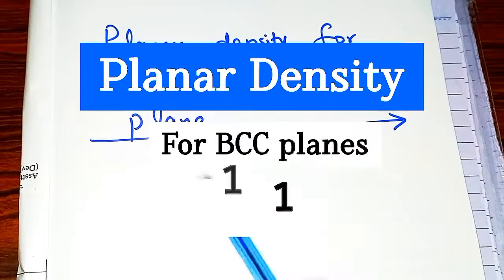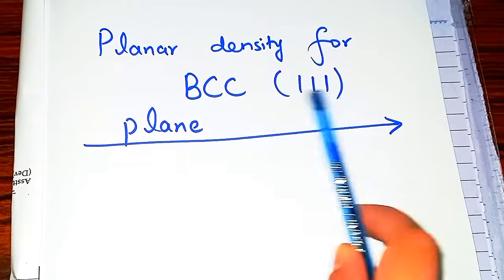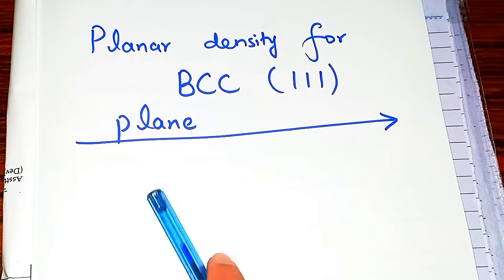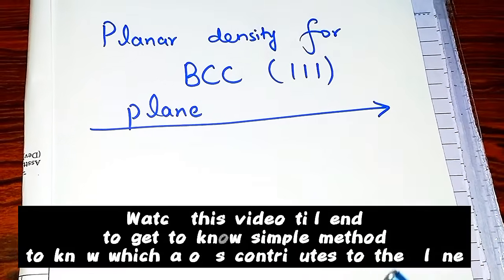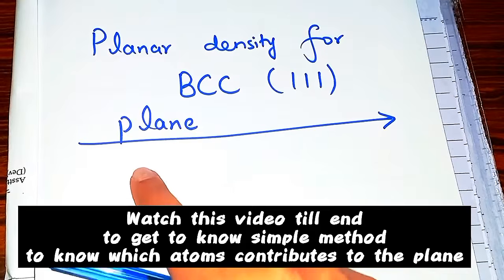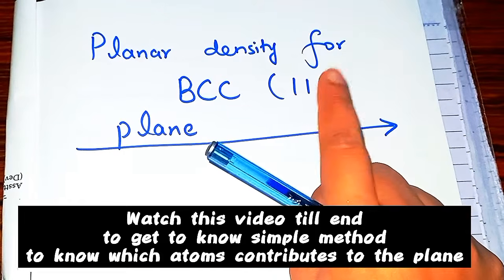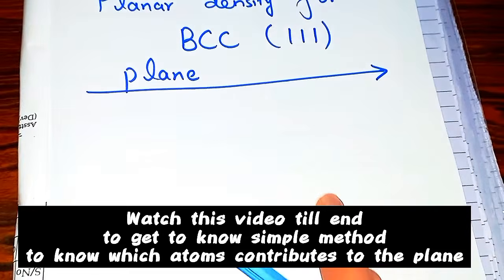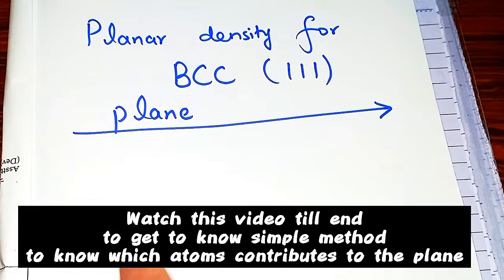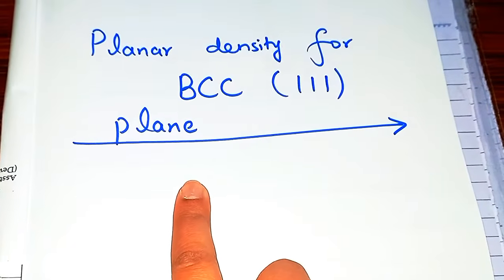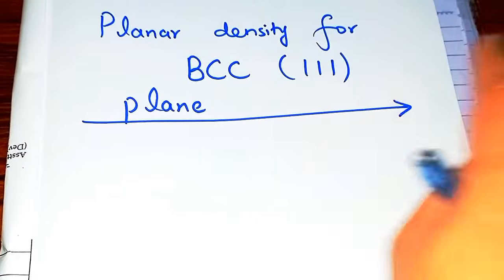111 plane. Calculate the planar density for 111 plane in BCC. Now, this is the most controversial plane for BCC because many people were asking me why the central atom in BCC doesn't contribute to the 111 plane and in the planar density calculation. This is something I didn't answer before and now I'm answering it, so stay tuned. Let's quickly get started with this planar density calculation for 111 plane.